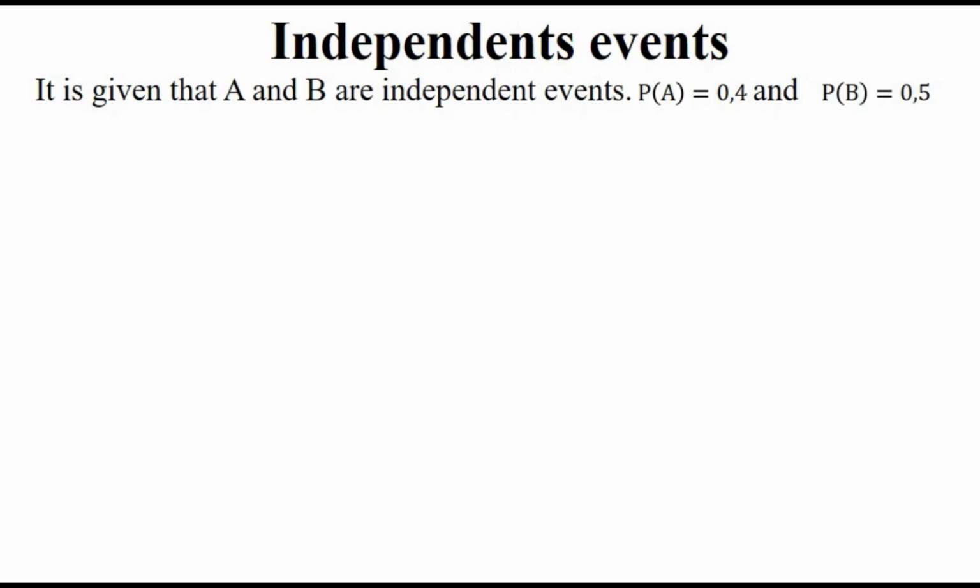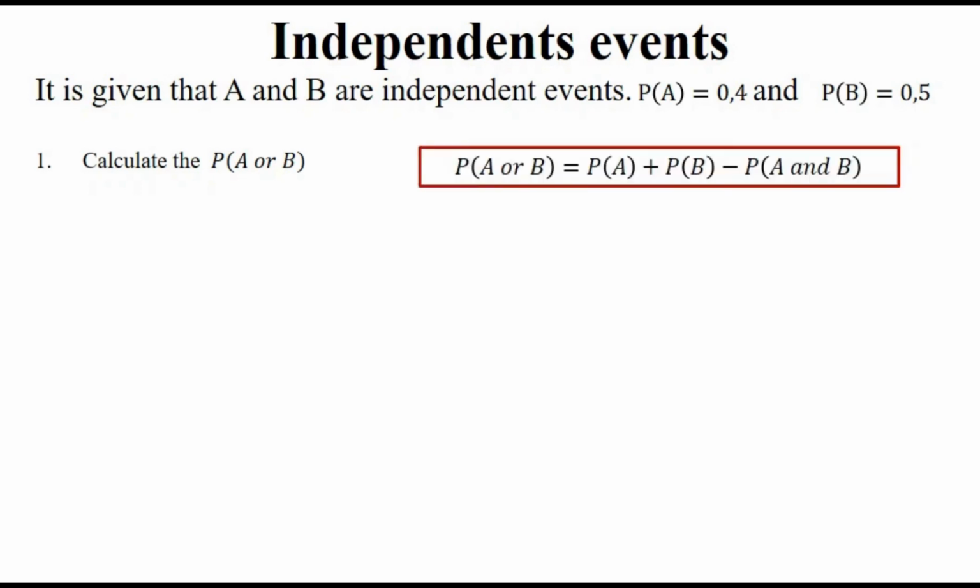The probability of A is 0,4 and the probability of B is 0,5. So this is the information given that we have. Now the question says calculate the probability of A or B, and remember that the probabilities given are that of A and that of B.